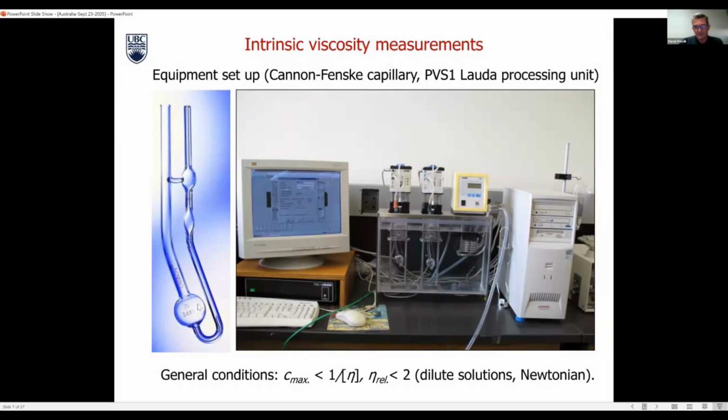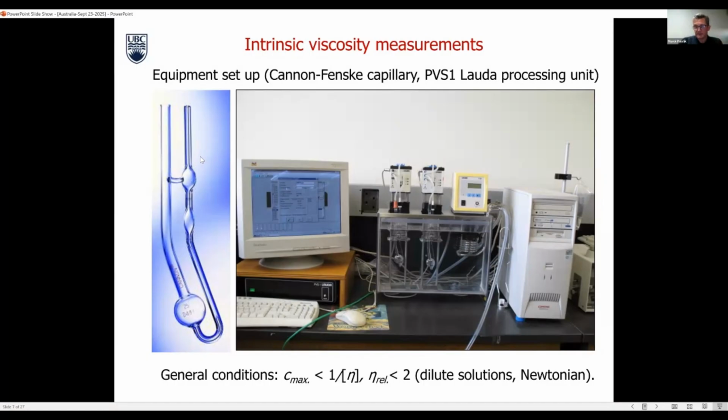You place a polymer solution in the bulb in this U-tube type Cannon-Fenske capillary. The solution is pumped from the bulb into the right arm, and then pressure is released, and the solution is allowed to flow under gravity, and it passes between two markers, they are barely visible, but they are just above and just below the upper bulb, and the time it takes for the solution to pass is proportional to the viscosity of that solution.